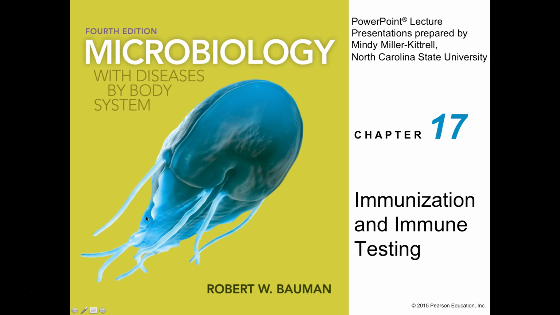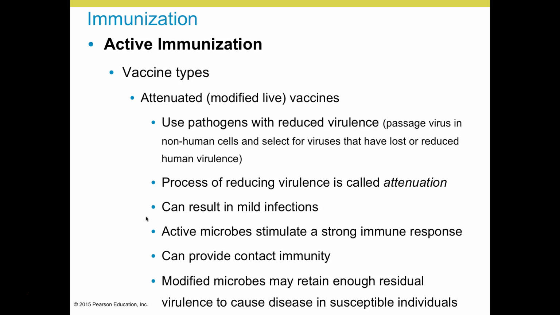Continue lecture 6. Now we're on chapter 17, which talks about immunization and the immune testing. So what is immunization? Well, we're talking about vaccination here. When we talk about vaccines, some of them are considered to be attenuated, meaning that these are viruses that could be alive, but they're modified, of course.